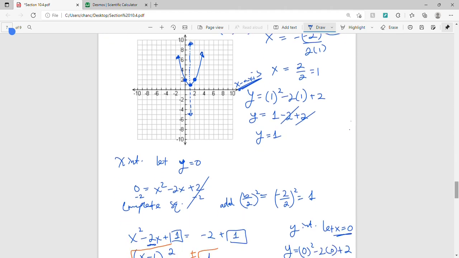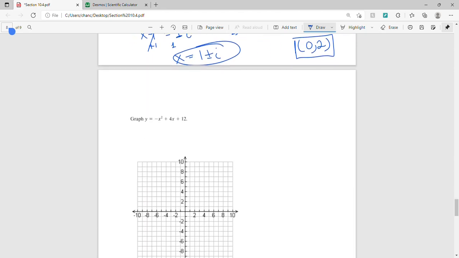Let's look at our last example now. In example 6, we have a negative in front of our graph. Let's see what happens when there's a negative in front of our graph. We'll start with the vertex again. We'll find the vertex with the formula x equals negative b divided by 2a. This is going to be a negative 4 on the top divided by 2 times a is negative 1. So this simplifies to a positive 2 when you do the math.